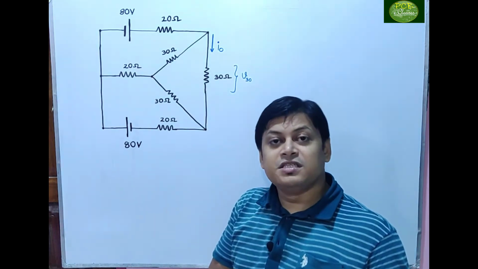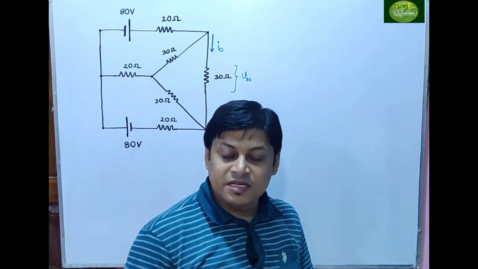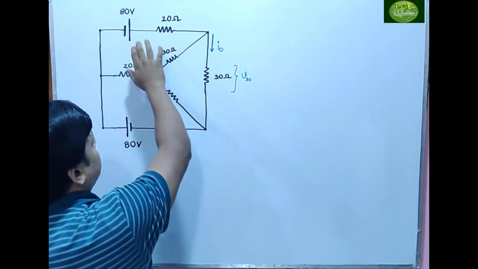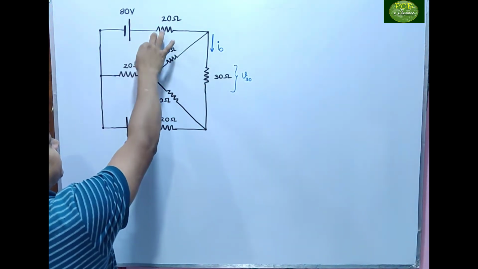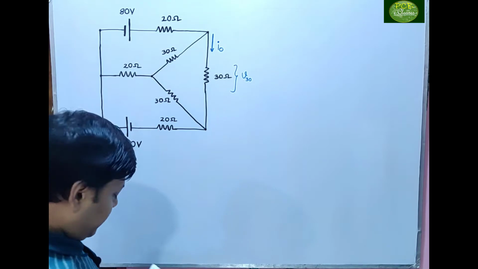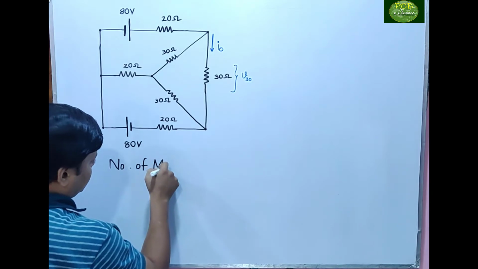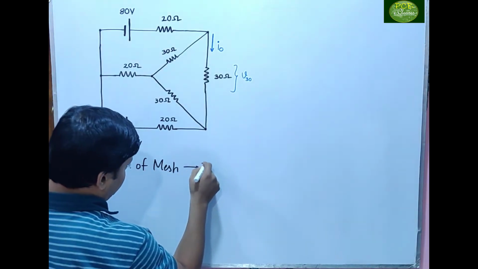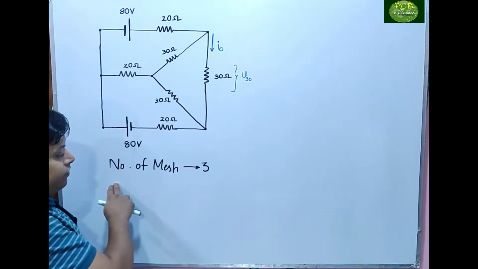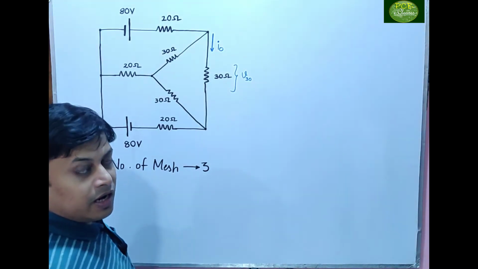So what is the first step in the mesh analysis? You have to note down how many meshes there are. We can see here, this is one mesh, this is a mesh, and this is a mesh. That means the number of meshes is equal to 3. That means how many mesh equations will we get? 3. So the number of meshes is 3, and we have to get 3 equations. Now what is the second step?